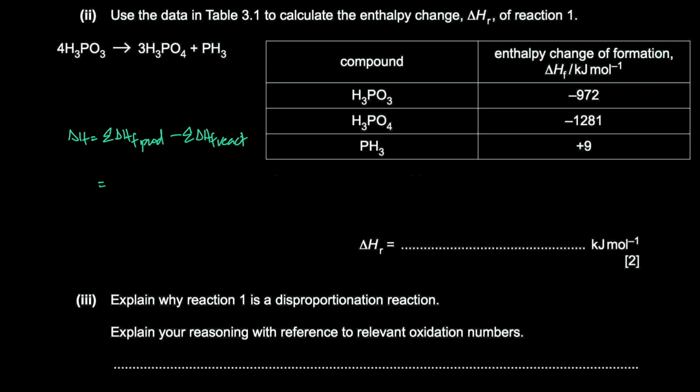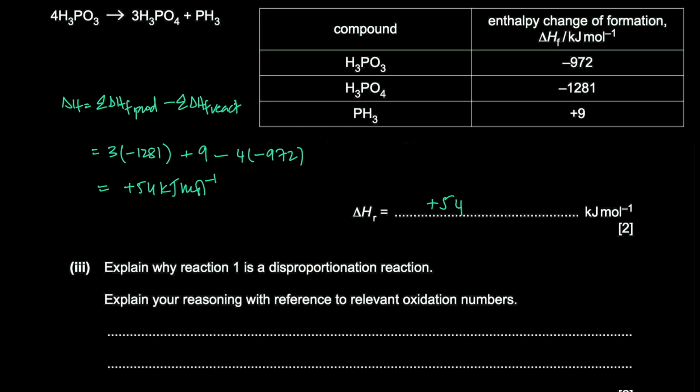In this case, your products are H3PO4. You have 3 moles of that, so that will be 3 times the formation of H3PO4, so 3 times negative 1281, plus the formation of PH3. That's 9, since we just have 1 mole of that, so plus 9, minus the formation of the reactants. Here we have 4 moles of H3PO3, so we subtract 4 times negative 972. That gives you the enthalpy change of the reaction as positive 54 kilojoules per mole. So that's your answer.